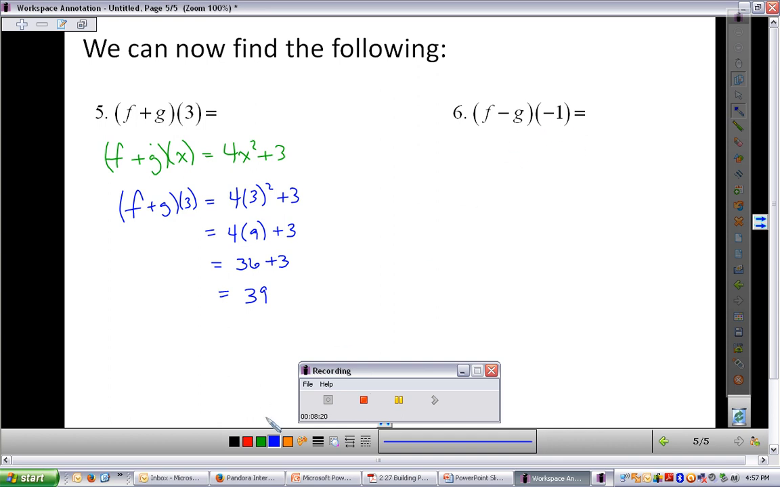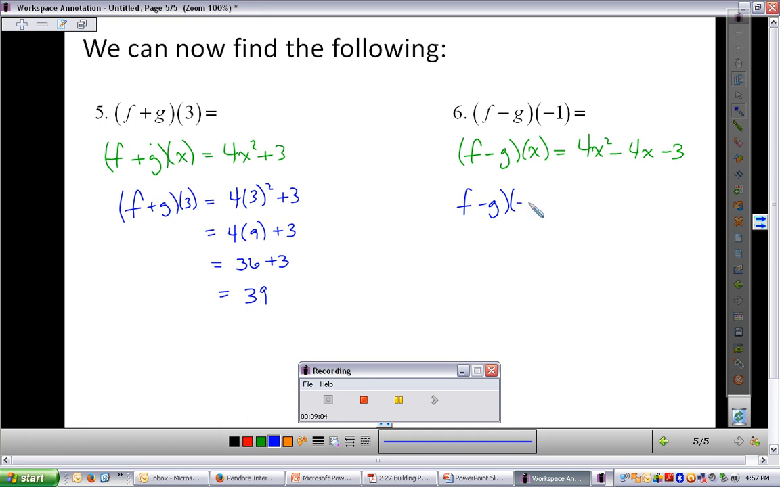Very similar. I first need to remember what f minus g was. Without going back, I'll tell you that f minus g of x, as we found out, was 4x squared minus 4x minus 3. There's f minus g of x. So now I want to look at f minus g of negative 1. Very similar to what we did over here in number 5 of f plus g of 3. Now I want to do it with negative 1. So I need to take this negative 1 and plug it into my function for x.